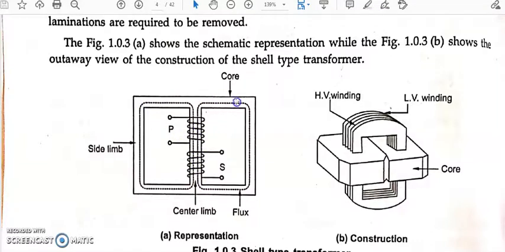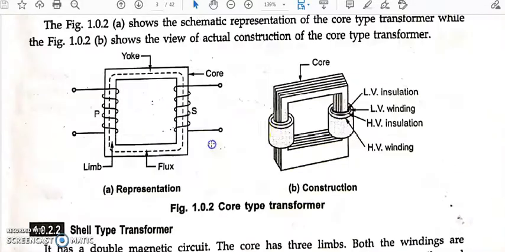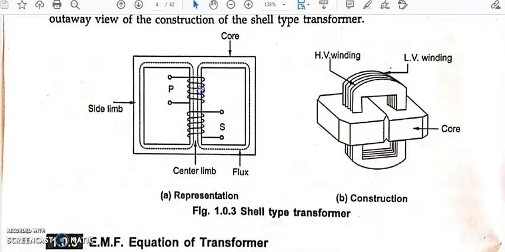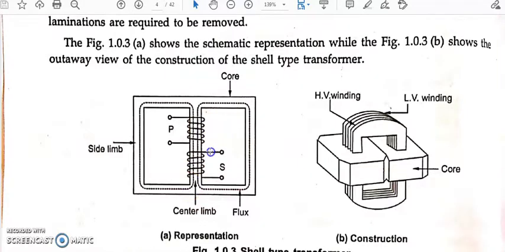So here you can see the core, or you can call it the shell. Here shell is surrounding the winding. You can see shell is surrounding the winding, so it is called shell type of transformer. In the earlier case, windings were surrounding the core, so it was called core type of transformer. Here shell is surrounding the windings, so it is called shell type of transformer.